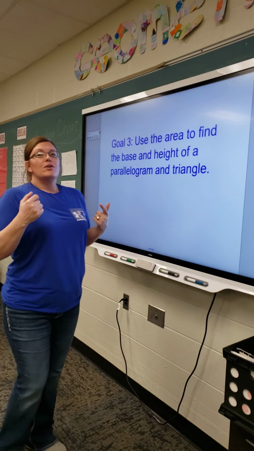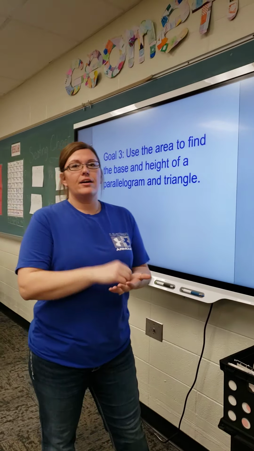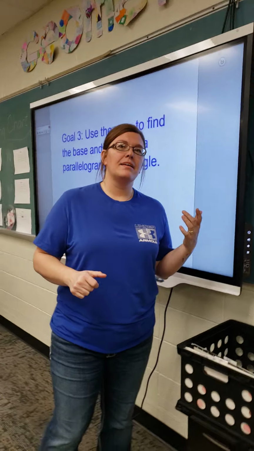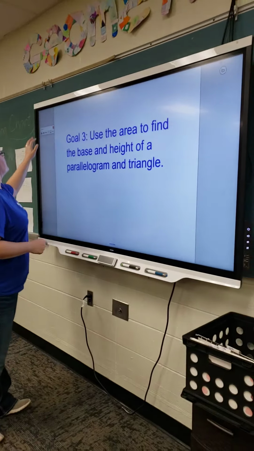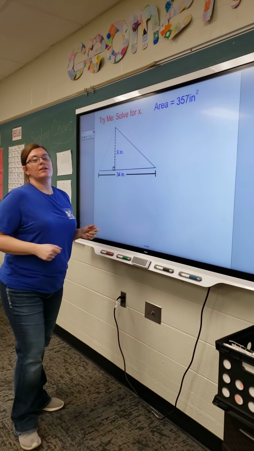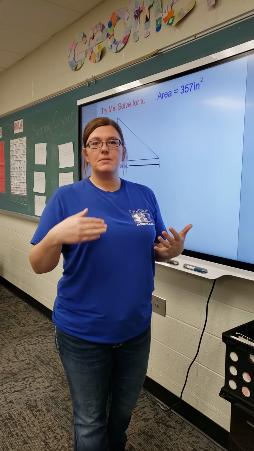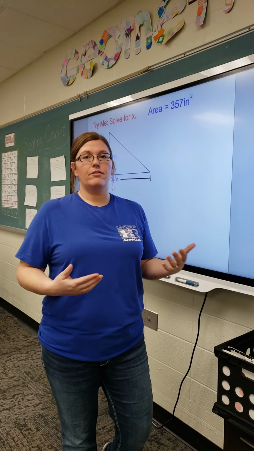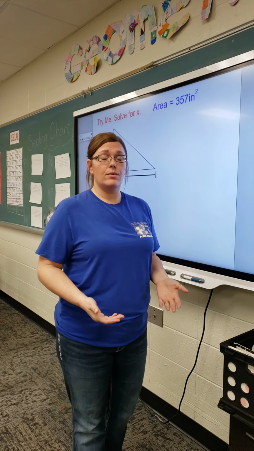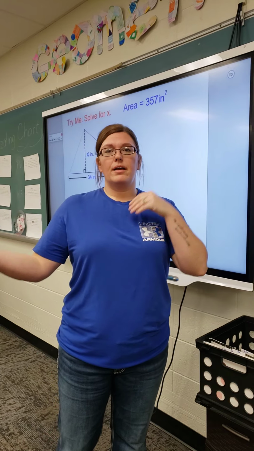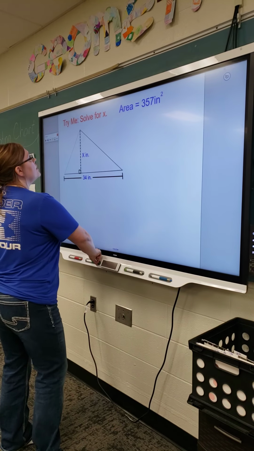Okay, so goal 3, we're going to use the area. They're going to give us area and we're going to use that to find base or height. Let's take a look at this one first. We're using the same formulas. Area of a triangle is still base times height divided by 2. Area of a parallelogram is still base times height. That doesn't change. What changes is what they give us. So you plug in what you know, you solve for what you don't. That's not new.